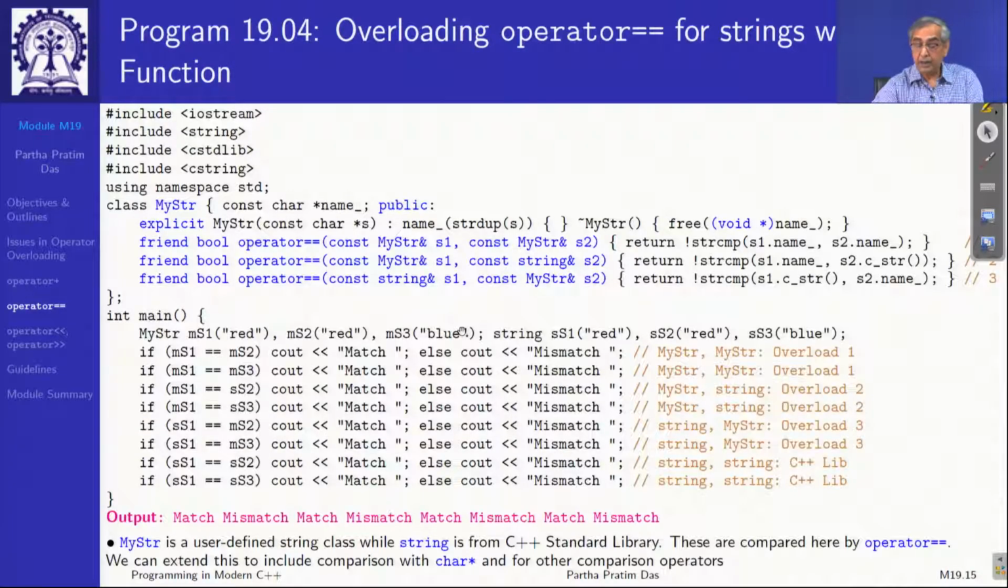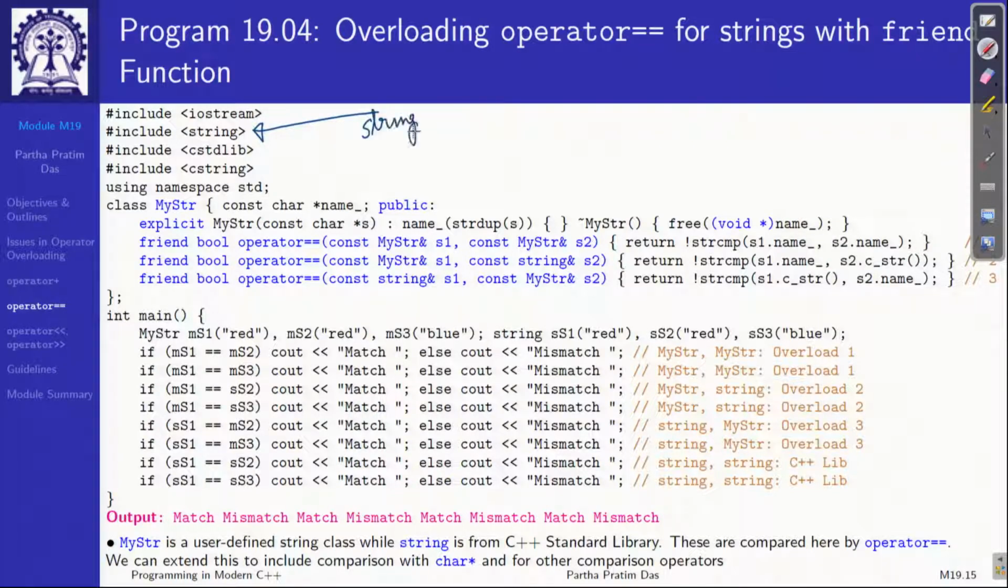Just as an illustration, take a look at overloading a comparison operator, say the equal to operator. So, what am I having? I have included string here because I want to use the string type of the library, and I am defining a class MyStr, which is a simple wrapper string for me, which takes a C string, copies and makes an object, later on at the time of destruction frees that up. I want to compare a library defined string object and a MyStr object for, say, equality.